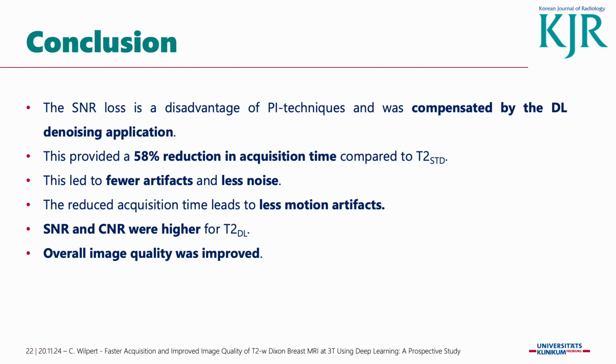To conclude, the SNR loss is a disadvantage of the parallel imaging techniques and was compensated successfully by the deep learning denoising application. This provided a 58% reduction in acquisition time compared to the standard sequence, led to fewer artifacts and less noise, and the reduced acquisition time led to less motion artifacts. We found higher SNR and CNR in the deep learning sequence, and the overall image quality was improved.